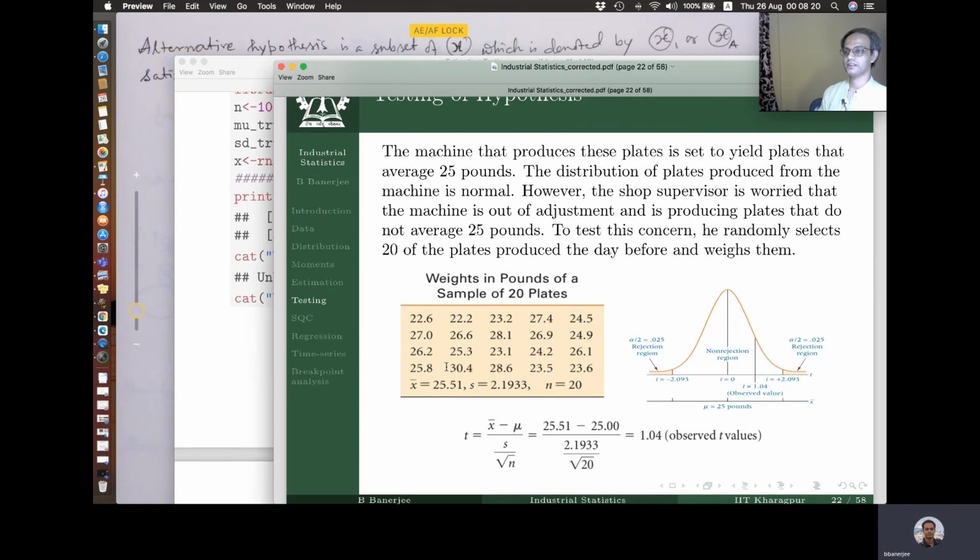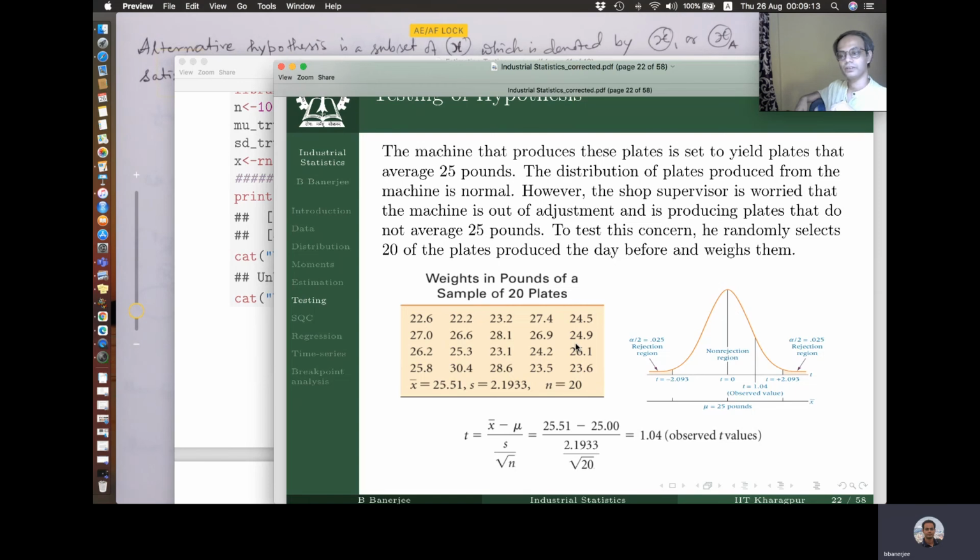When the machine produces a set of values, the average is 25. The distribution of the average produced from the machine is normal. However, suppose the supervisor is worried that the machine is out of adjustment and producing values that do not average 25 pounds. So the test concerns a random selection of 20 such observations, and you are testing whether the sample mean is 25 pounds or not. So this is the problem.